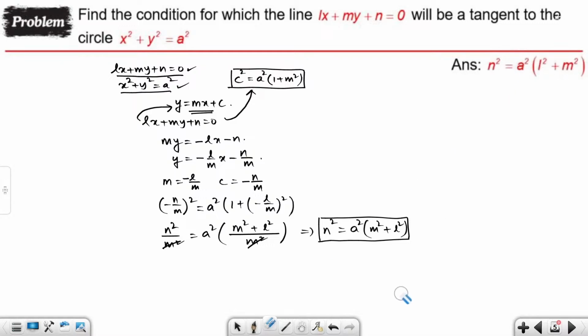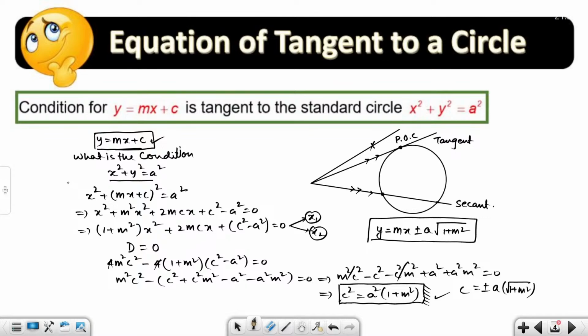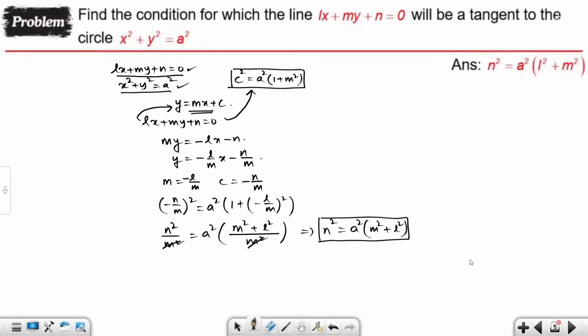Otherwise, what do we have to do? We have to do it again. We have to use this method to find out this condition. That's the reason why I told you to remember that as a formula. So let me just revise once more. Y equals mx plus c will be a tangent to the circle x square plus y square equals a square. The condition is c square will be equal to a square into 1 plus m square. Please do remember this to solve the problem quickly.